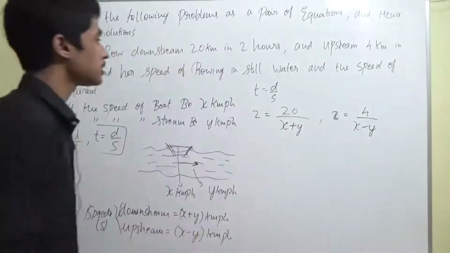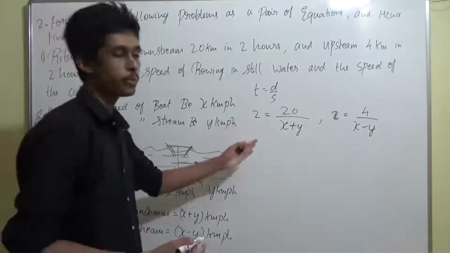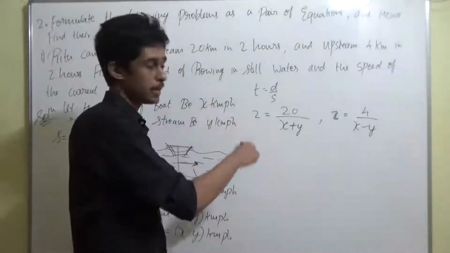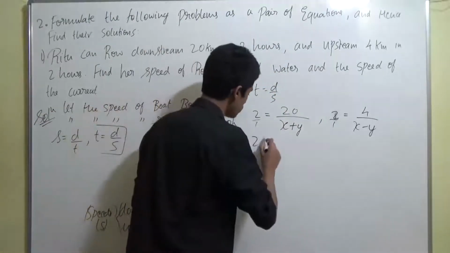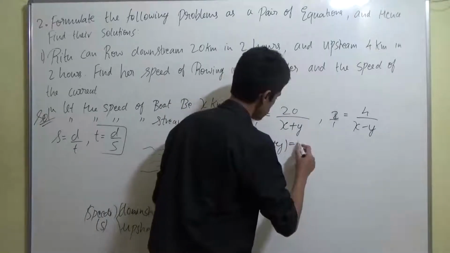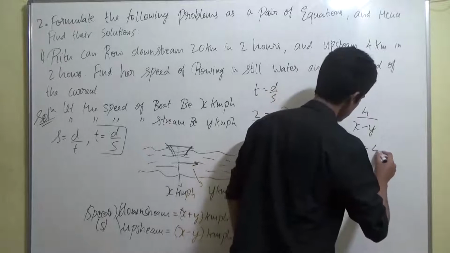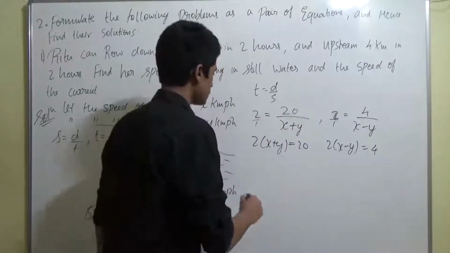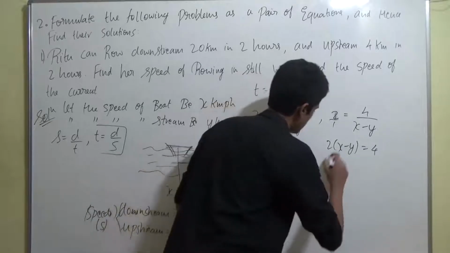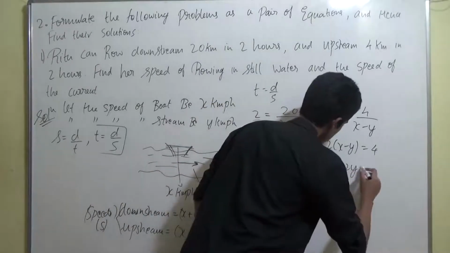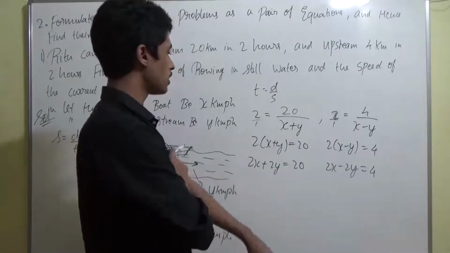So these are the two equations, guys. Using these two equations you should find the value of x and y. When there is an equal sign, you do the cross multiplication. It becomes 2 into x plus y equals 20, and 2 into x minus y equals 4. Now let's expand this: 2x plus 2y equals 20, and 2x minus 2y equals 4.